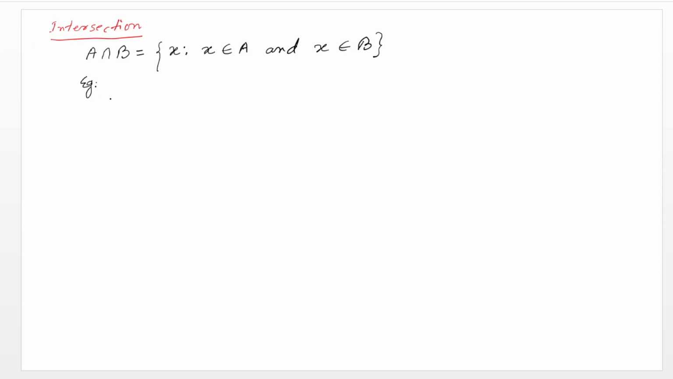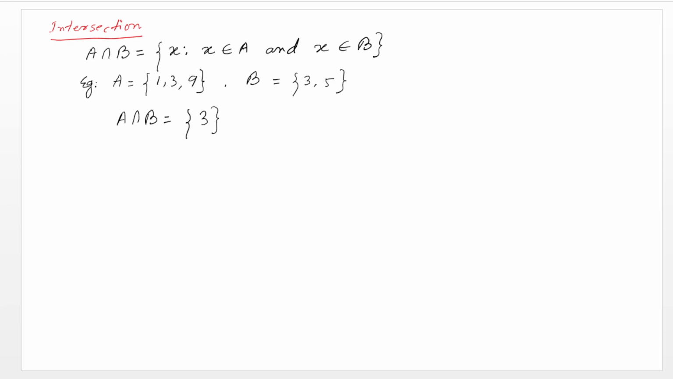So intersection, for example, A is a set that contains 1, 3 and 9. B is another set that contains, suppose, 3 and 5. Now what will be A intersection B? A intersection B will be the common element, that is 3.